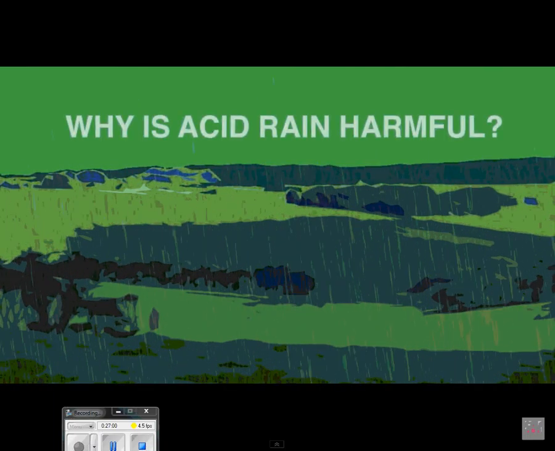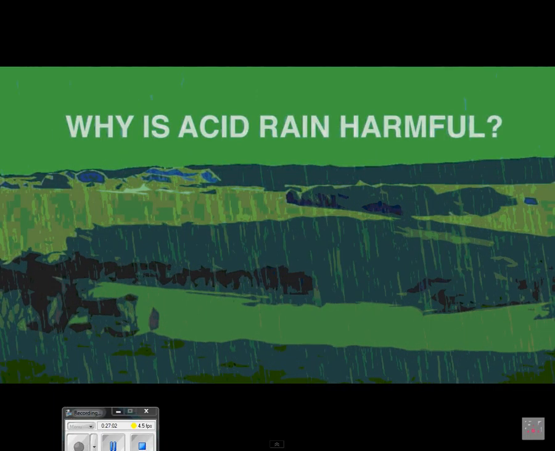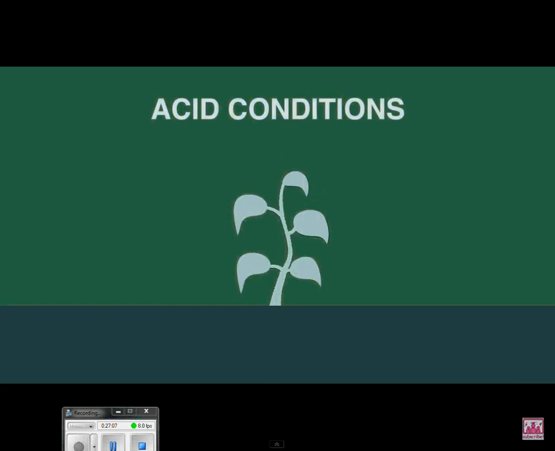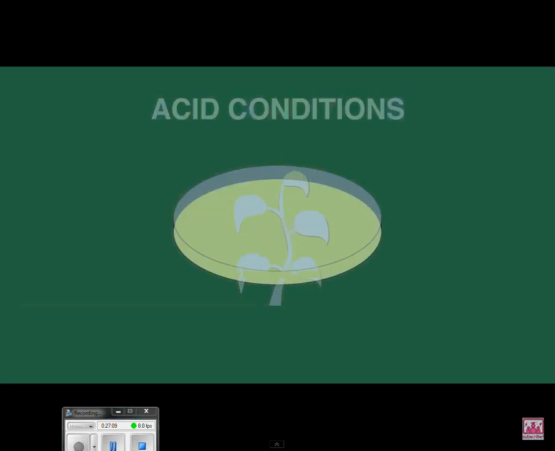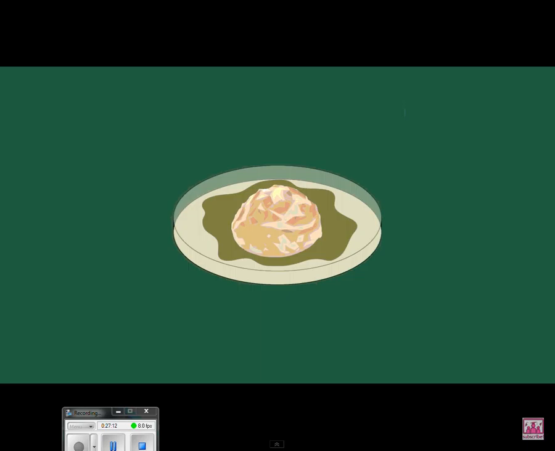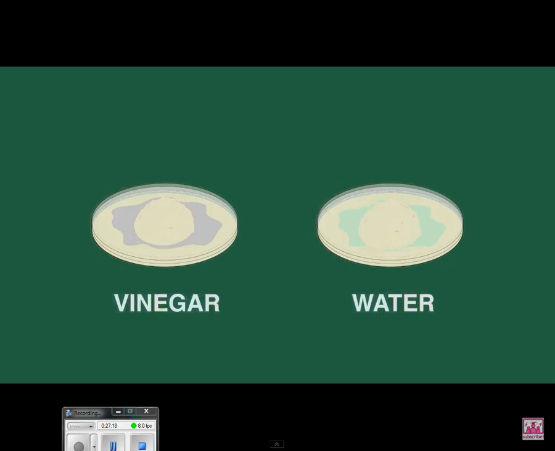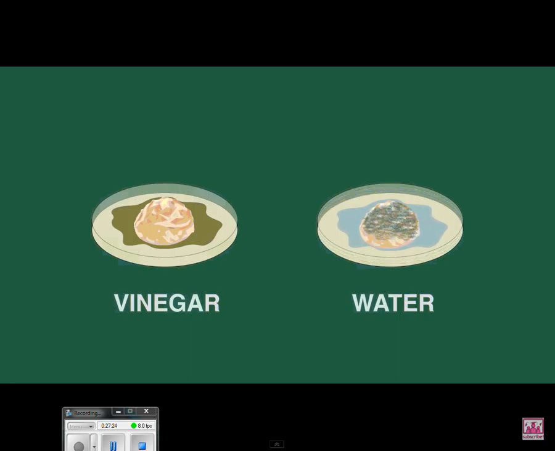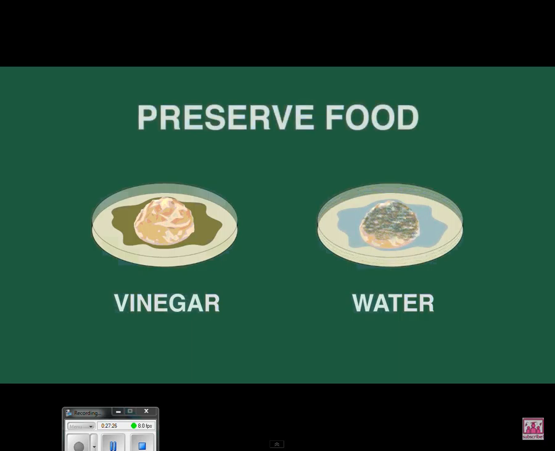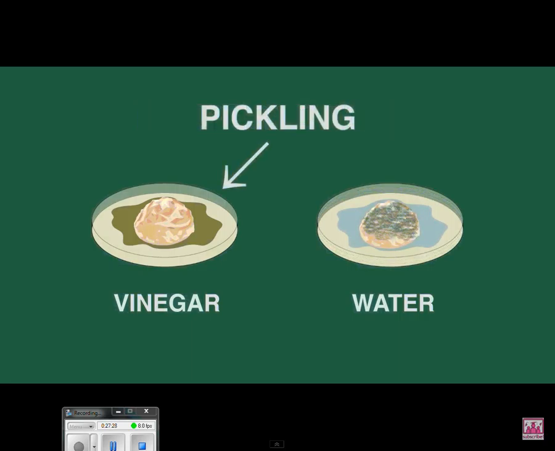So why is this acidity harmful to living things? Well, living things don't grow well in acid conditions, and it's easy to demonstrate this. Soak a slice of bread in vinegar and another in pure water, leave them open for a little while, and then leave them covered for a week. You will find that the bread soaked in vinegar has not gone moldy, whereas the other bread has. In fact, we use vinegar to preserve food in a process called pickling.